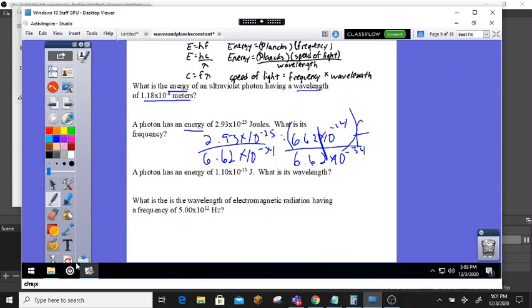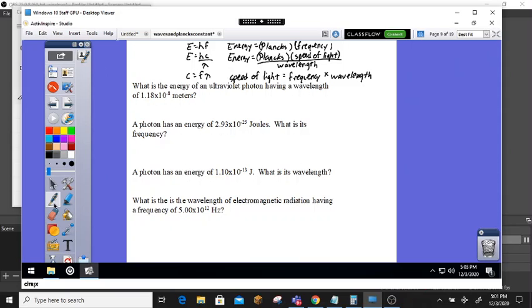Okay, let's look at the next one. We see the word energy. It's one of these two formulas. The next word that they give us is wavelength. So out of these two, which one has wavelength? And it's this second one, E equals HC over that. So we plug in all the stuff that we know. Here they're giving you energy, so they're actually giving you this part. They're giving you that one.